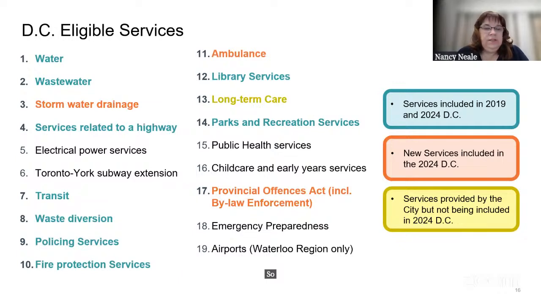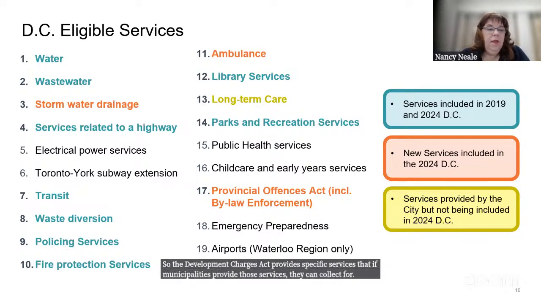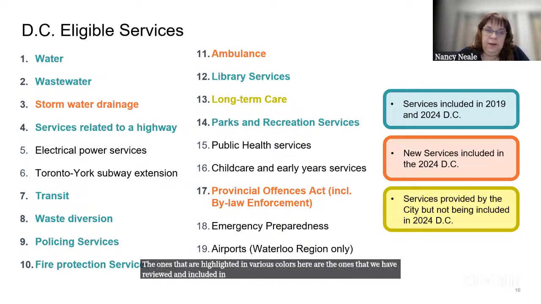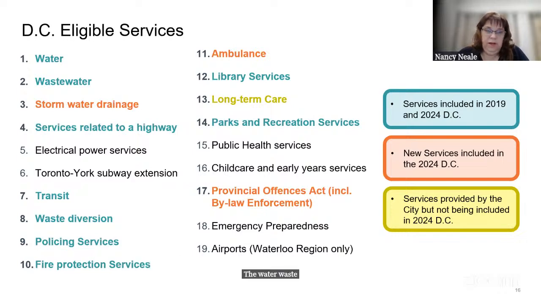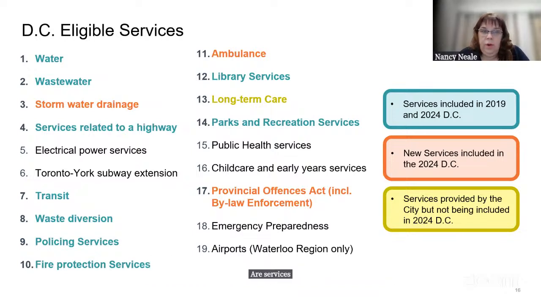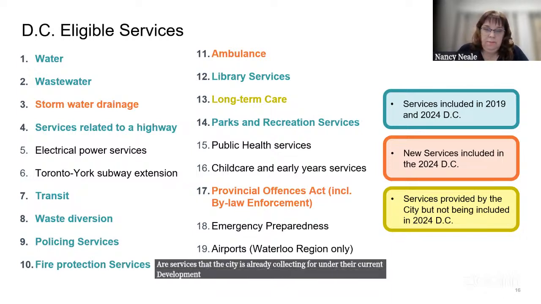So the Development Charges Act provides specific services that if municipalities provide those services, they can collect for. The ones that are highlighted in various colors here are the ones that we have reviewed and included in the Development Charges background study. The water, wastewater services related to a highway, transit, waste diversion, policing, fire, library, and parks and rec services are services that the city is already collecting for under their current development charge bylaw.